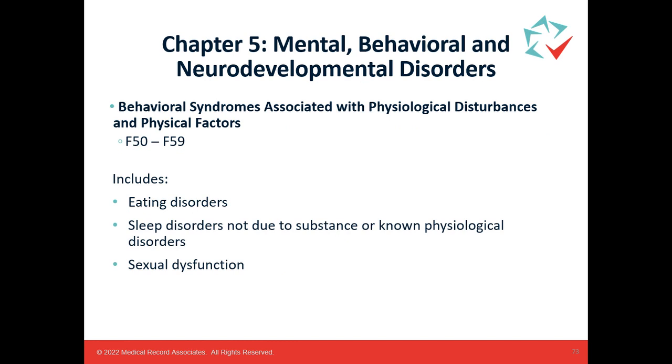Okay, moving on, we have F50 to F59. These are your behavioral syndromes associated with physiological disturbances and physical factors. These include your eating disorders, sleep disorders that are not due to a substance or a known physiological disorder, and sexual dysfunction. F50 to F59 are not used if the condition can be assigned to a mental disorder classified elsewhere. So pay attention to your index and the documentation. This is where the psychogenic conditions in origin will be coded, in the F50 to F59.